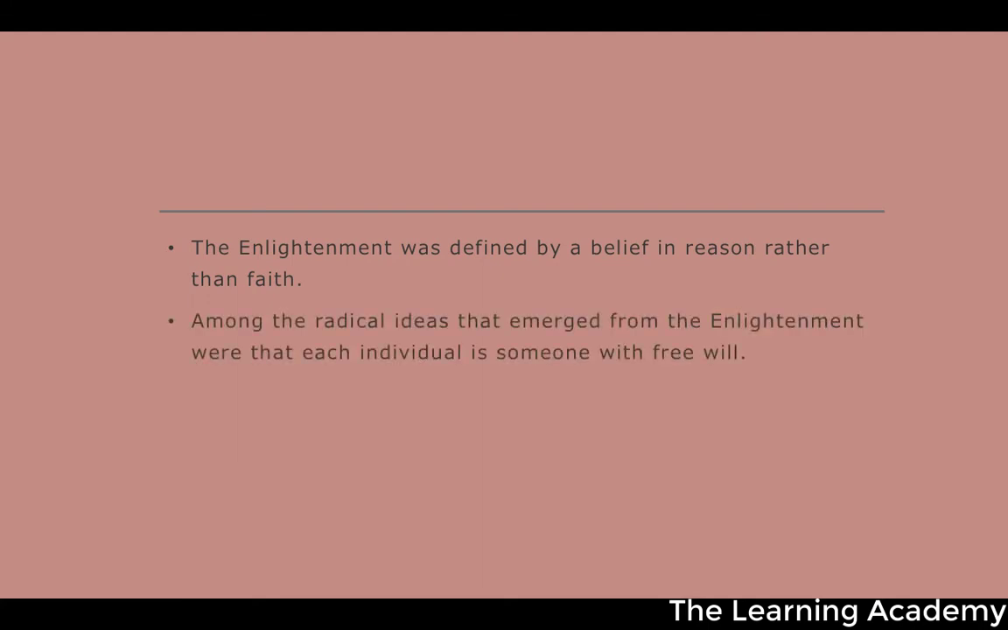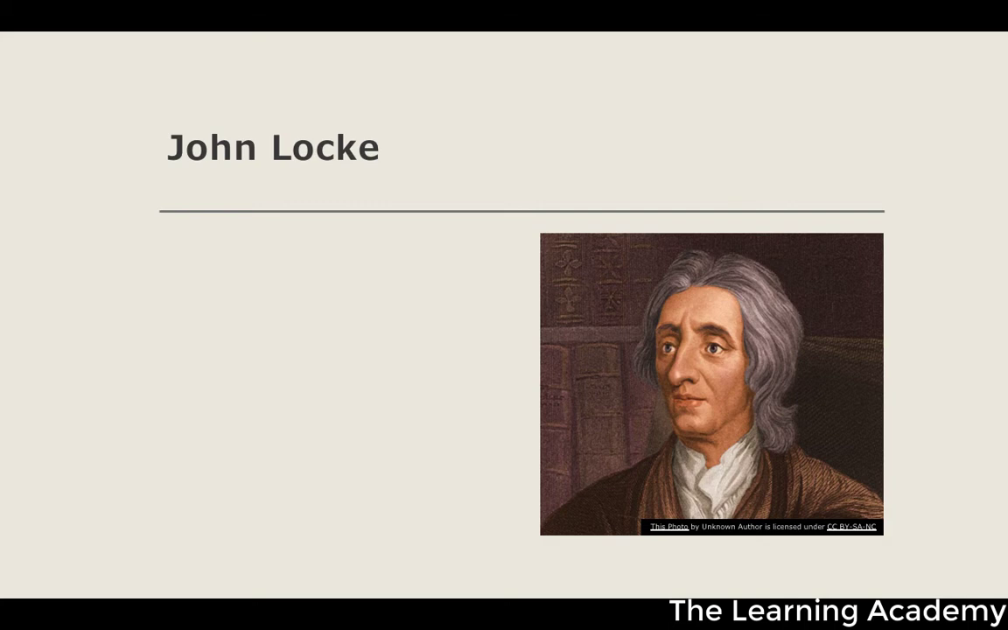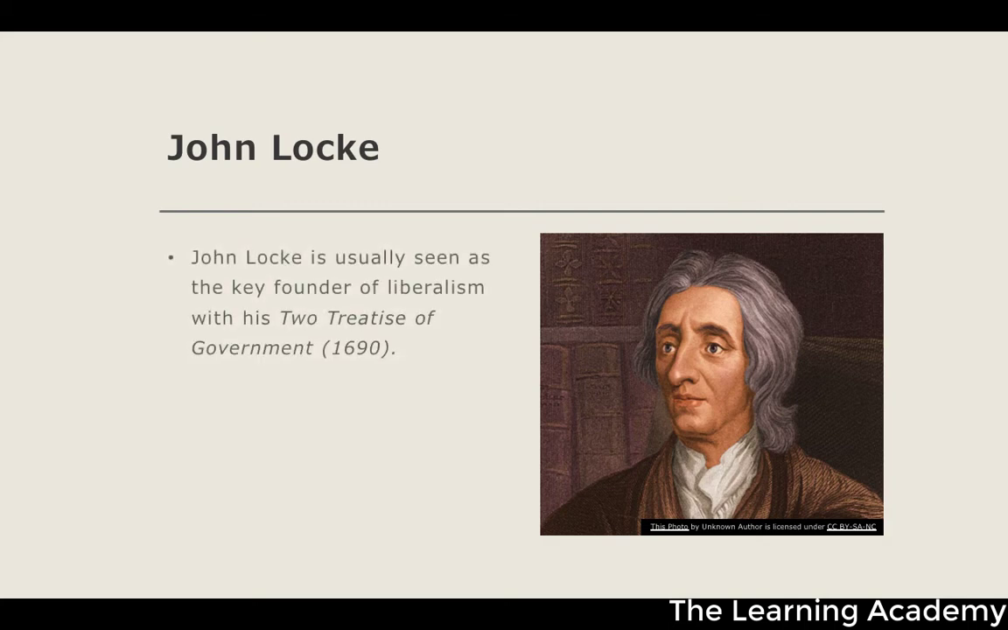Among the radical ideas that emerged from the Enlightenment were that each individual has some kind of free will, this freedom to make their own decisions and their own choices. And we have thinkers like John Locke who began to question the relationship between the people, between individuals, and between governments and the state. So John Locke is really where we're going to begin by looking at liberalism. He's usually seen as the key founder of liberalism, and his work, the Two Treatises on Government, is a very, very important founding document of liberalism.